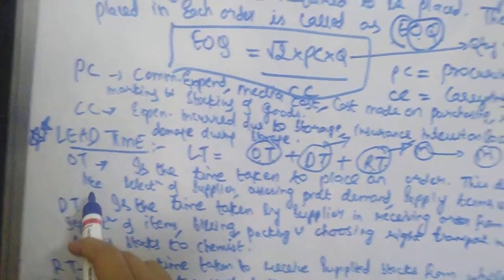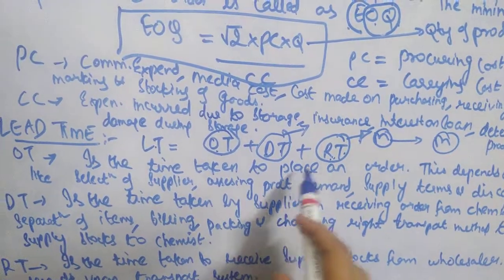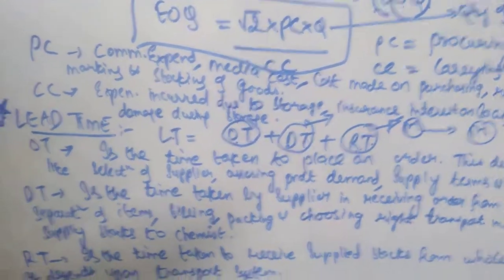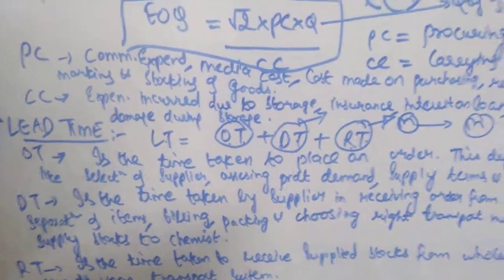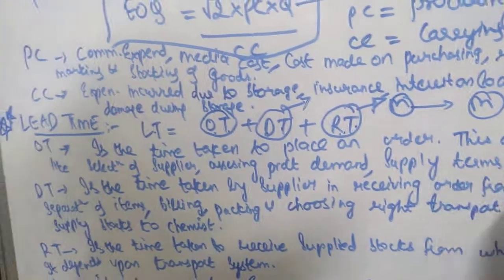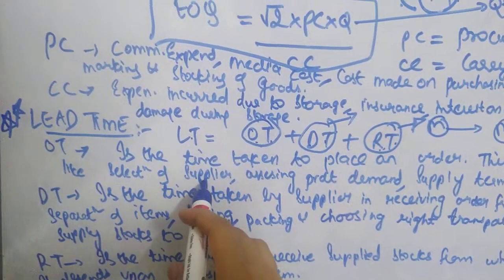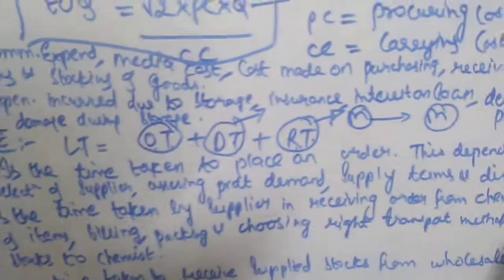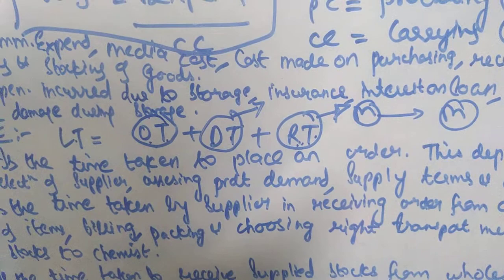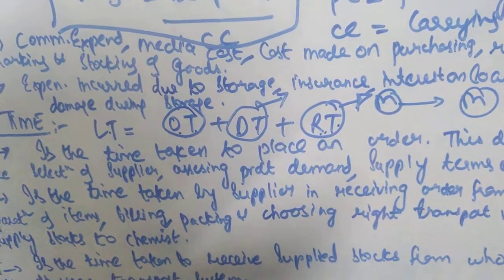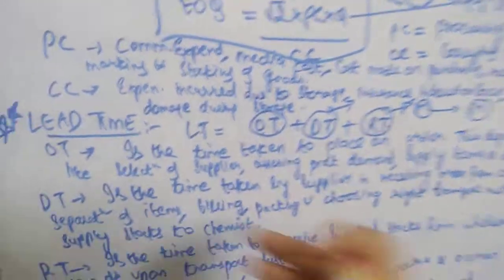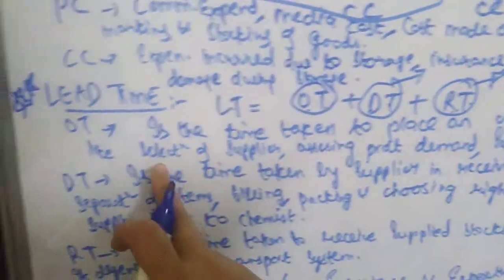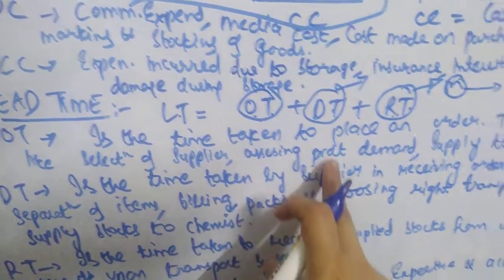OT, ordering time. It is the time taken to place an order. So whenever you decide to place an order, the time which you take to place it is nothing but your ordering time. It depends on factors like selection of supplier. Okay, first you have to choose. For example, if you have A, B, C, D, 4 suppliers, first you have to choose. As soon as you select, if you choose fast, then you can order fast, right? So it will depend on selection of supplier, assessing the product demand.